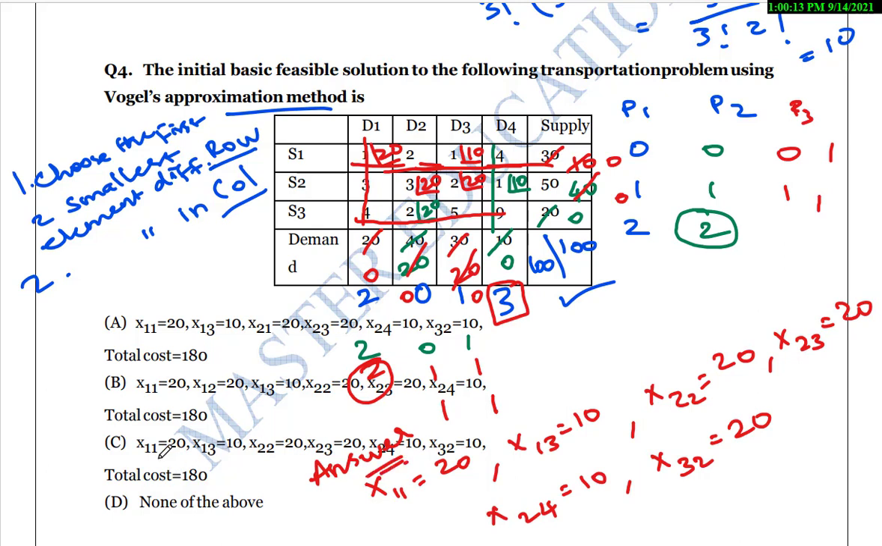But in the options they have given x11 20, x13 10, x22 20, x23 20, x24 10, but x32 they have given 10. So no option is correct. Only for this value they changed, right? So the option is none of the above.